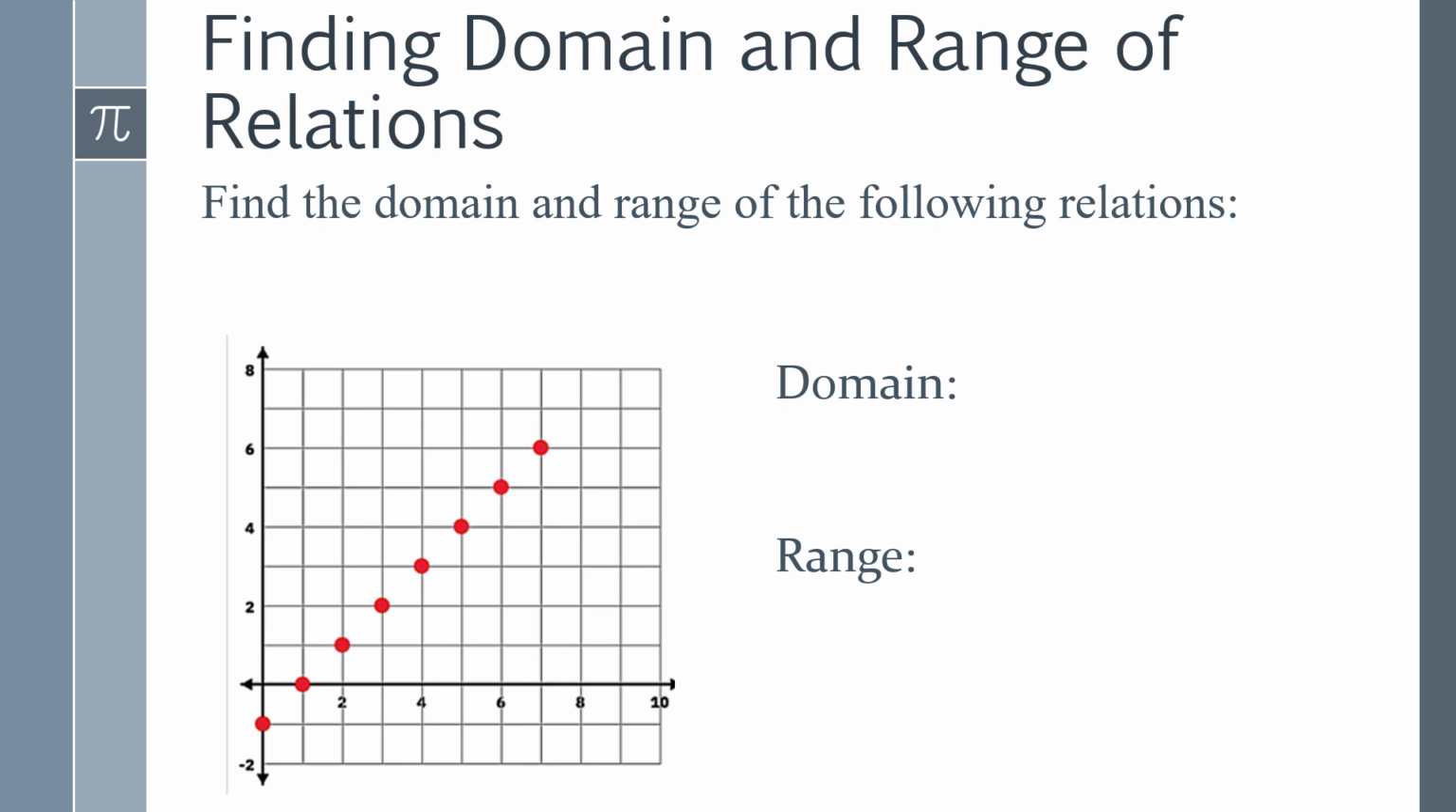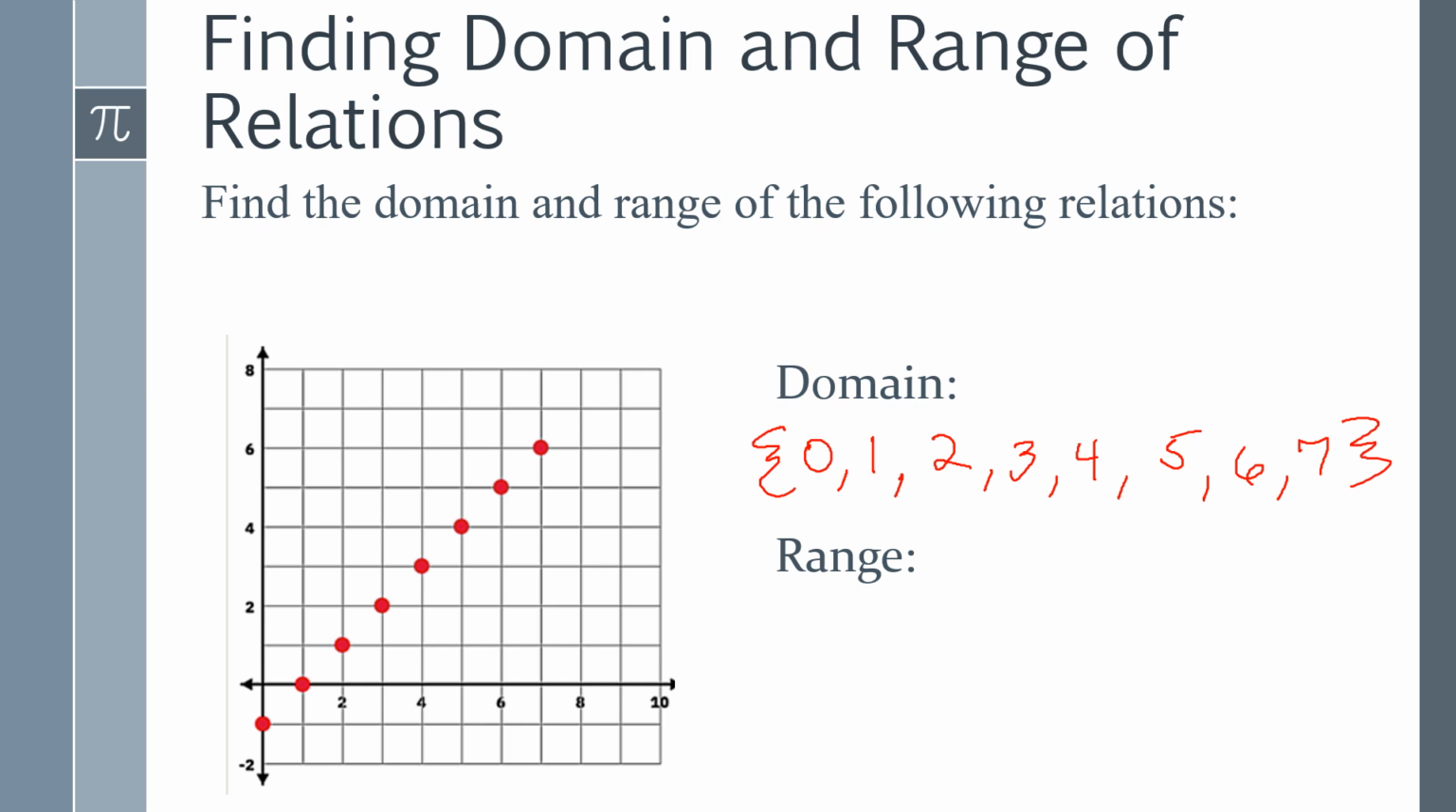Okay, find the domain and the range of the following relations. So we remember we talked about domain is all the x values and the range is all the y values. So here we're going to list our domain and we're going to start at 0 through 7 and they're all the integer values. And that's our domain.